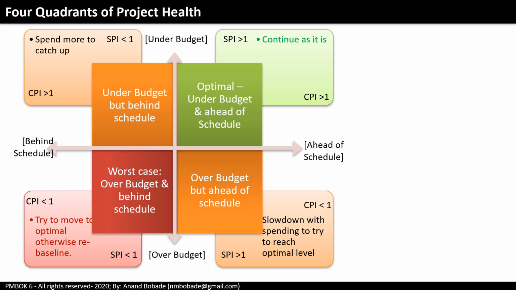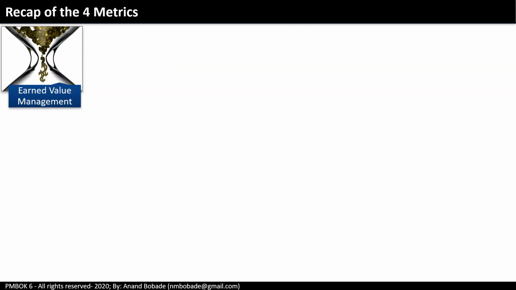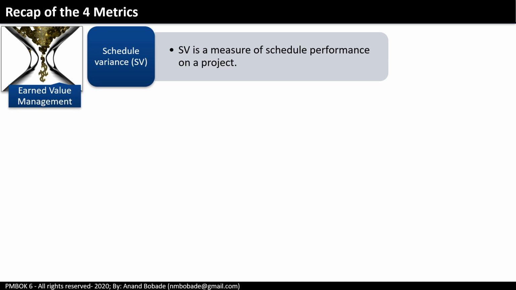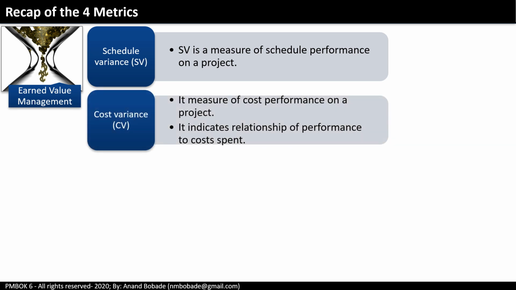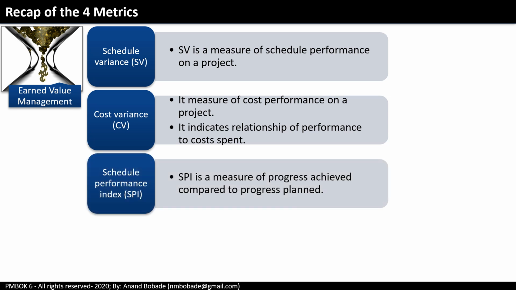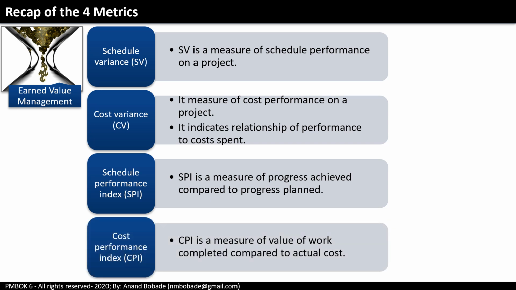Let's wrap this up by recapping the four key formulas. SV, schedule variance, a measure of schedule performance. CV, cost variance, a measure of cost performance. SPI, schedule performance index, a measure of progress achieved compared to progress planned. CPI, cost performance index, a measure of value of work completed compared to actual cost. That's it, just four formulas.